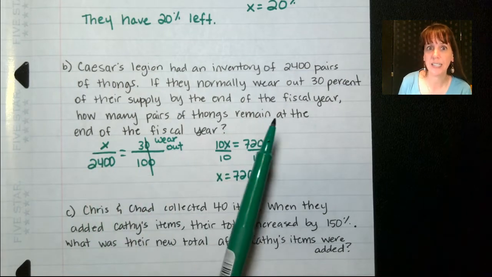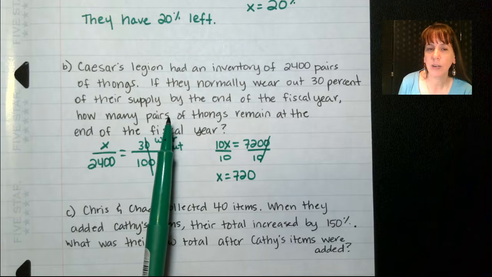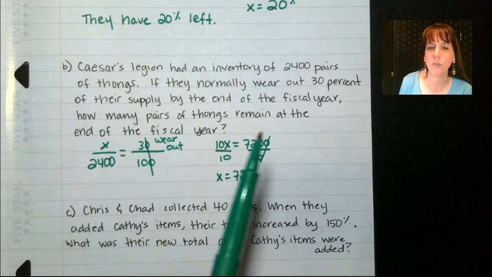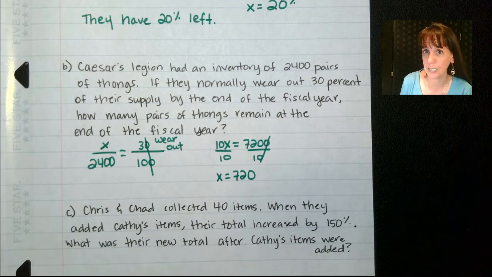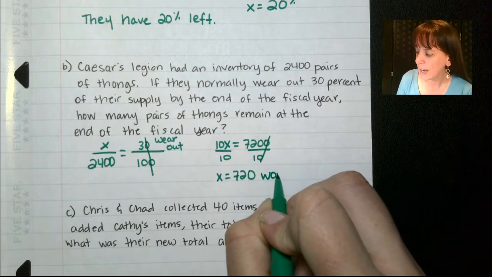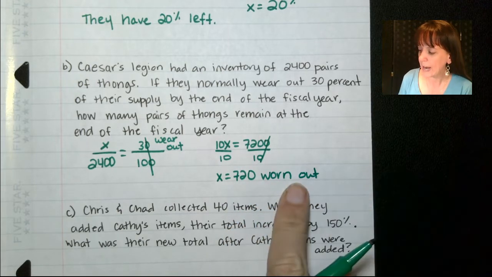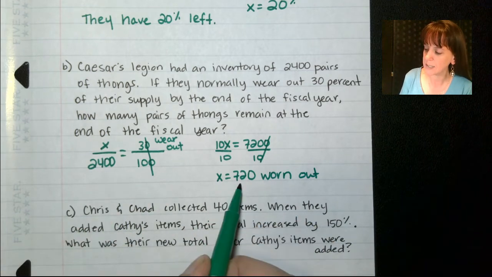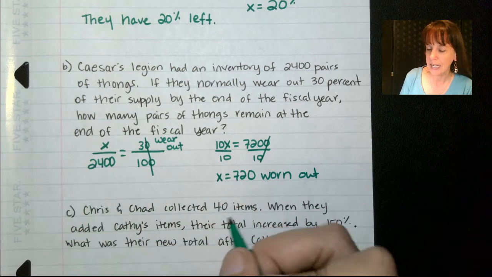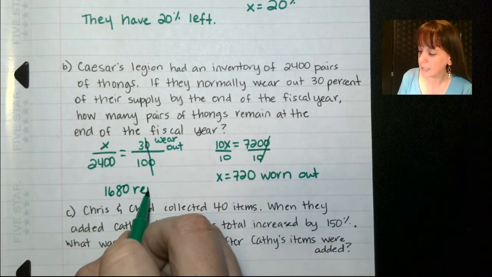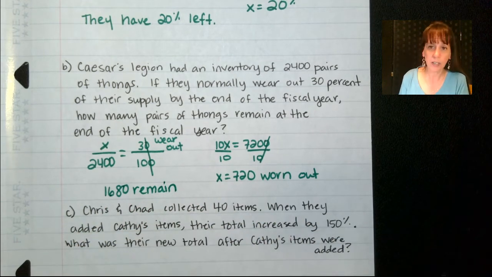Let's look at the question. It says, how many pairs of thongs remain at the end of the fiscal year? That means it's the ones that are not worn out. If they're remaining, they're not worn out. So these ones are worn out. So if these ones are worn out, and we started with 2,400, we must subtract 720 from this 2,400. So that would mean 1,680 remain. So be very careful with your numbers there.